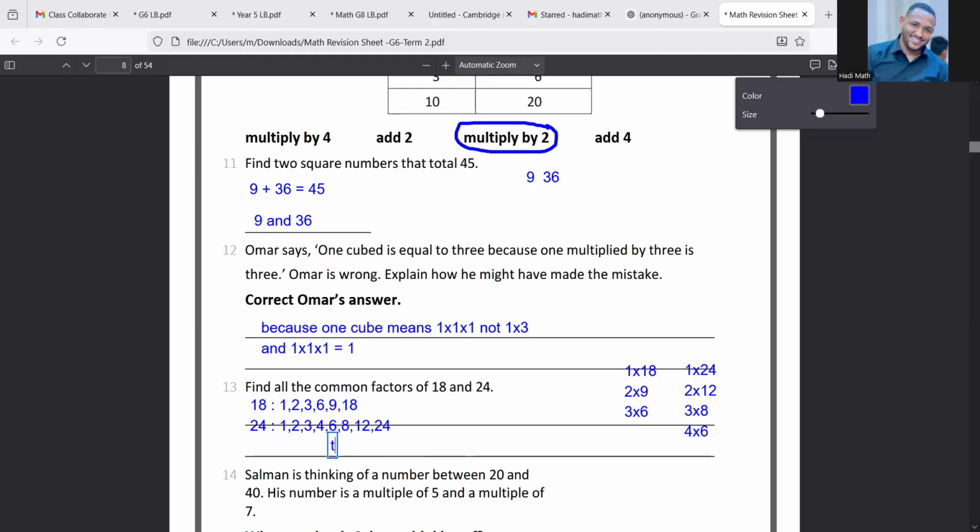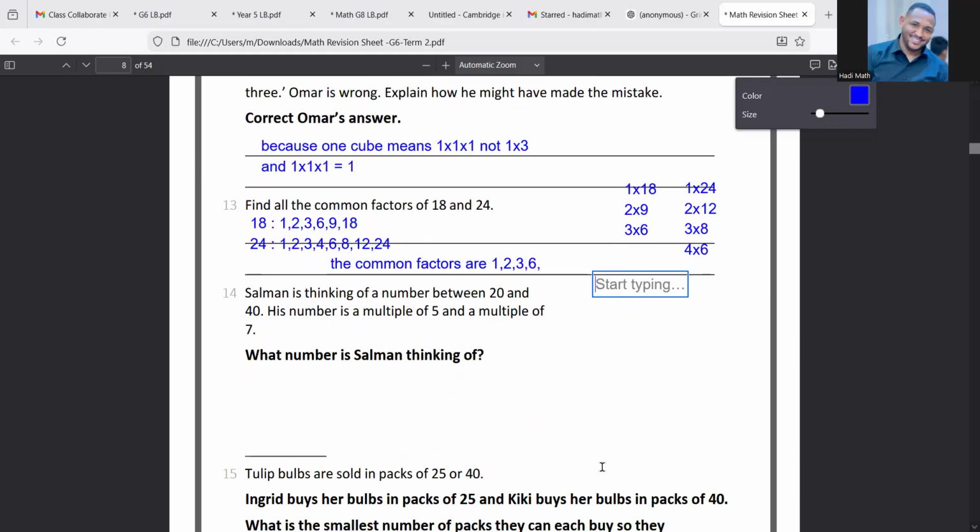Then go right here. The common factors are, just as I've told you, take one of them. Take the 18. 1. Do you have 1 in 24? Yes, write it. 2. Yes, you got it. 3. Yes, you got it. 6. Yes, you got it. 9. No. 18. No. So this is what you need to do. When you'd like to write them, take one number and then compare it to the other one. If they ask you to find the highest common factor, you say 6. Don't forget this one.